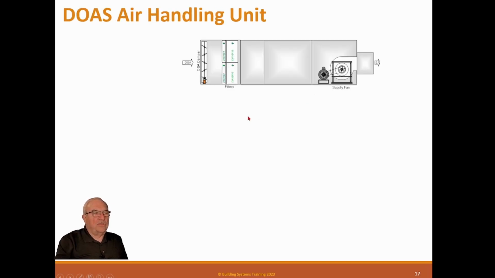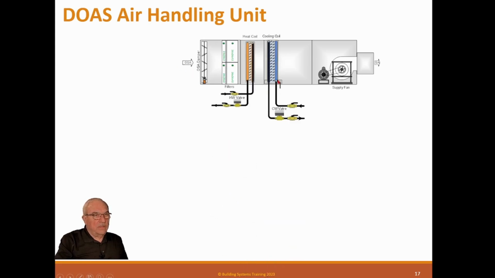A DOAS unit, which stands for a dedicated outside air handling unit. So it's basically a makeup air unit. It has an isolation damper. It has filters. It will have coils. It can have more than one, of course. You can have preheat, you can have cooling, and it can have a heating coil. And normally they have these two because these units are actually supplying air to other systems, other air handler systems.